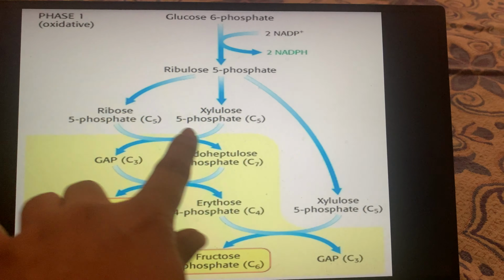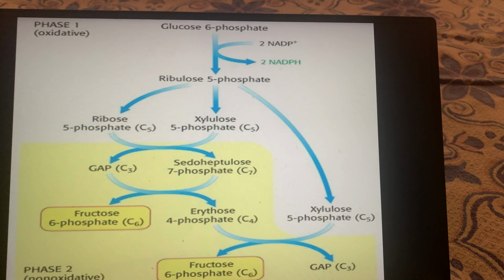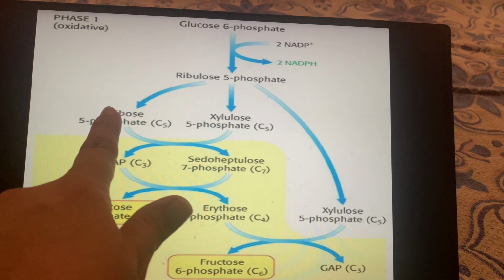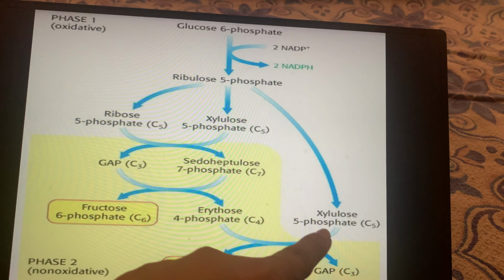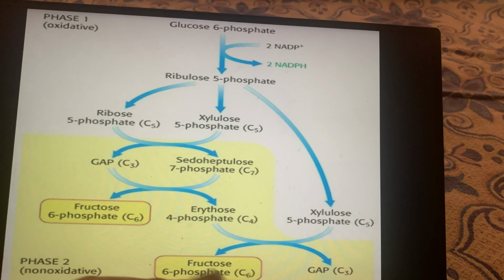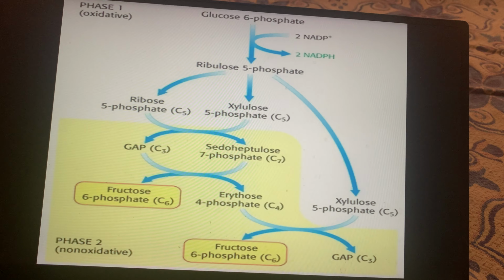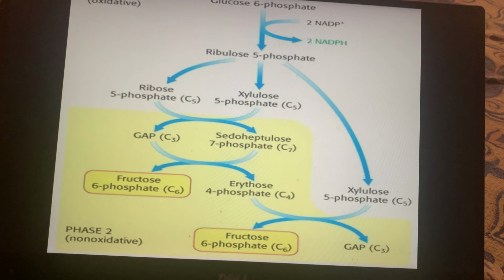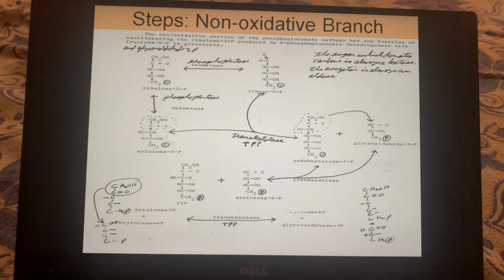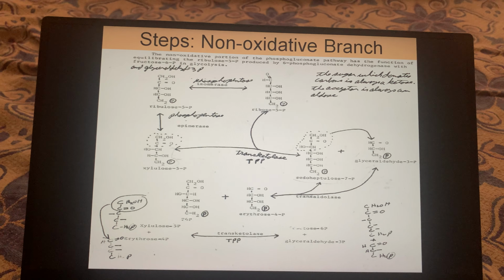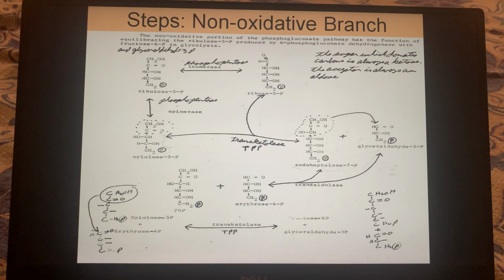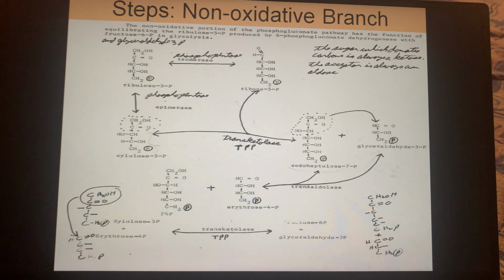Again, this is the overview of how these products, these epimers or isomers, combine and join together to form 3, 4, 5, 6, 7 carbon bearing compounds. These are the steps for the non-oxidative pathway of the pentose phosphate pathway.